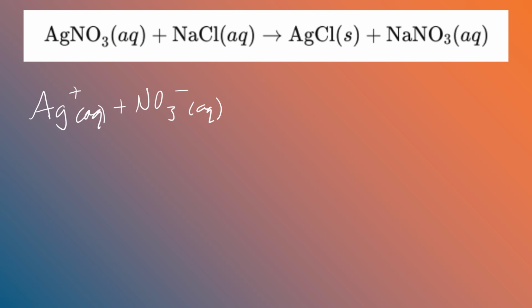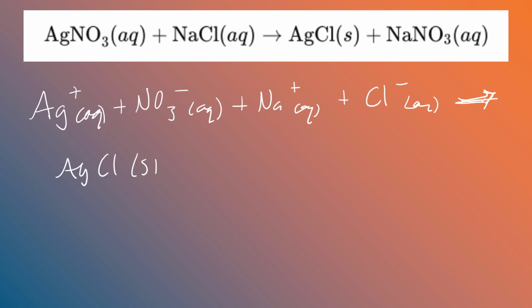So plus Na+ aqueous plus Cl- aqueous. I'll put an arrow here. I'll kind of do this on top of each other so you can see what cancels out. So this is all my reactants. Now my product is AgCl. This will not ionize. Plus sodium aqueous and nitrate, which ionizes.